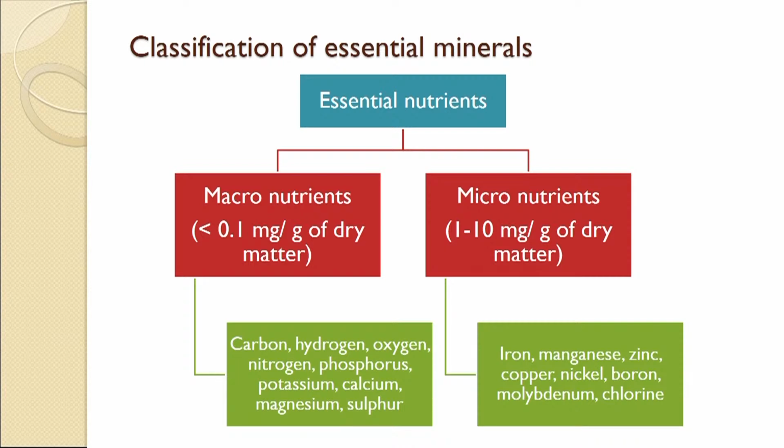Micronutrients can be further classified into the cationic micronutrients. These are iron, manganese, zinc, copper, nickel, while there are also the anionic micronutrients, because they are absorbed by the plant root in the anionic form. They are mainly boron, molybdenum and chlorine.